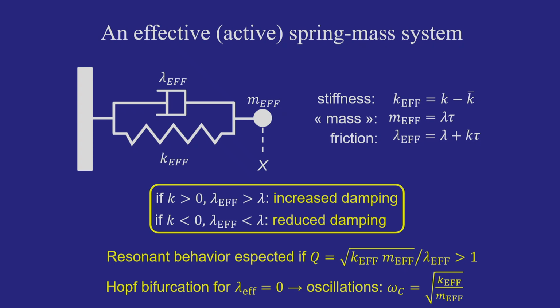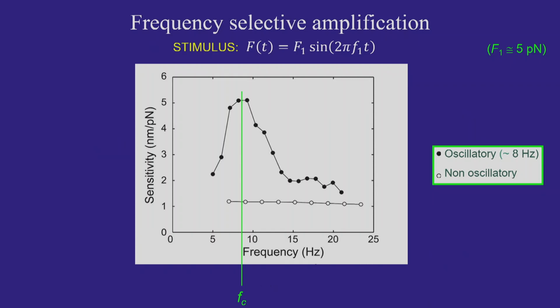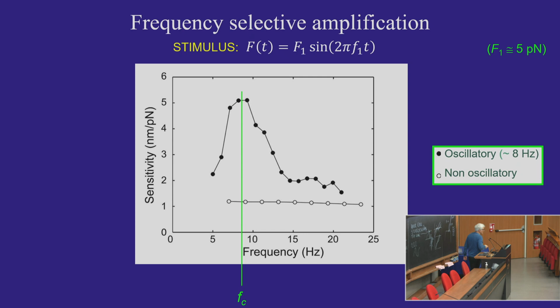We believe this is the reason why, in experiments, when we measure sensitivity of a bundle as a function of frequency, we see something that peaks near the natural frequency of the oscillatory bundle. This is because of this active phenomenon that gives rise to something equivalent to an active resonance. When the cell does not oscillate, its sensitivity is small and flat because it's determined entirely by its stiffness.